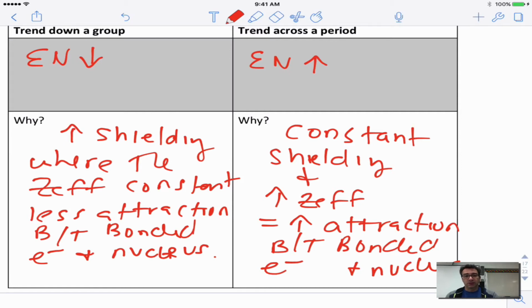And it gives you a general idea about how reactive an element is, if it's going to lose or gain electrons when it reacts. When we do bonding, we're going to keep going back to: this element lost electrons, this element gained electrons, these two shared electrons. It has to do mainly with this idea, and it correlates very closely to electronegativity.